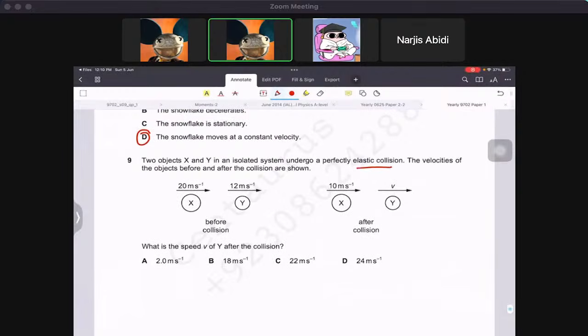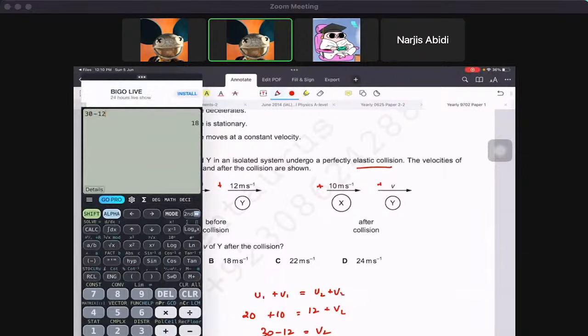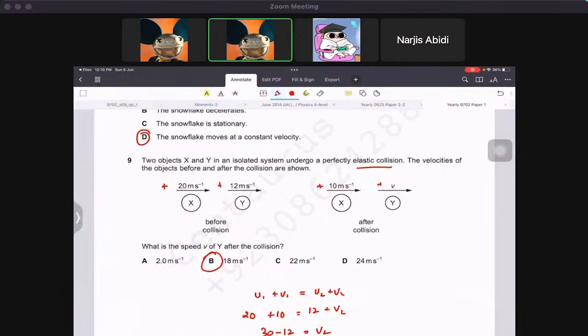The velocities of objects before and after collisions are this. What is the speed v of y? Okay, so we could take this side as positive. So u1 plus v1 equals u2 plus v2, because we don't know the mass, we can't use the other things. So this is 20, this is plus 10, this is 12, and this is v2. So 30 minus 12 is v2. So 30 minus 12 has to be 18 then. Pretty good actually. This is easy.